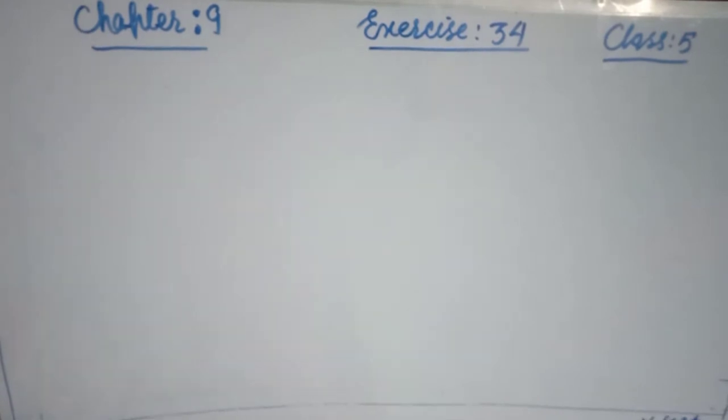Once again, students, I am present before you to solve some questions of exercise 34, class 5th, chapter number 9, and the chapter name is multiplication and division of decimal. So friends, we will start solving the questions. And these questions are related to the conversion of fraction into decimal fraction.